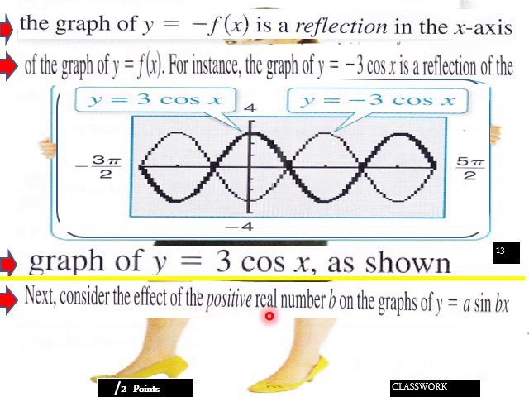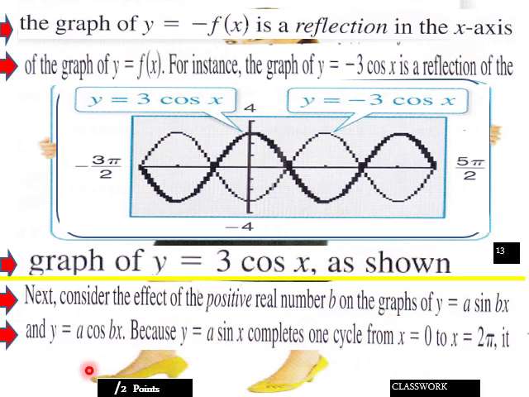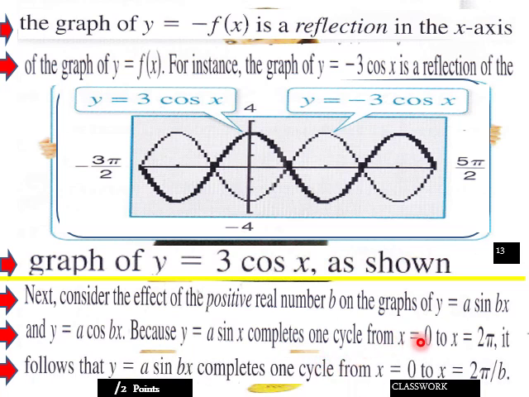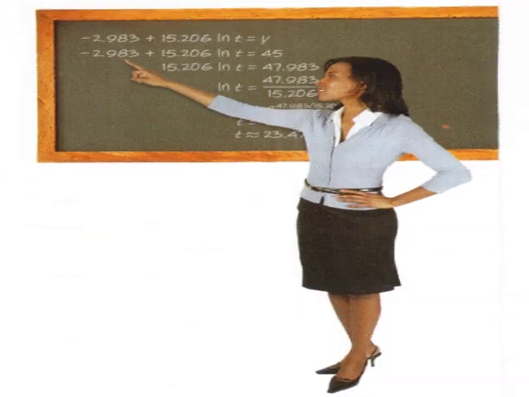Consider the effect of the positive real number b on the graphs of y equals a sine bx and y equals a cosine bx. Because y equals a sine x completes one cycle from x equals 0 to x equals 2 pi, it follows that y equals a sine bx completes one cycle from x equals 0 to x equals 2 pi over b. So go ahead and put that in your classwork. These notes are very valuable.